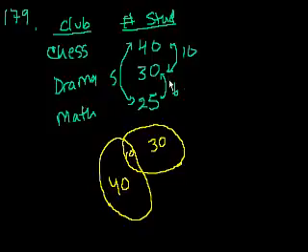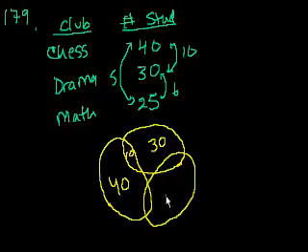And then drama and math, let's draw math. So math will intersect with both of these. Looks like that. Math has a total of 25 students. And the overlap with math and drama is 6. And the overlap with math and chess is 5.